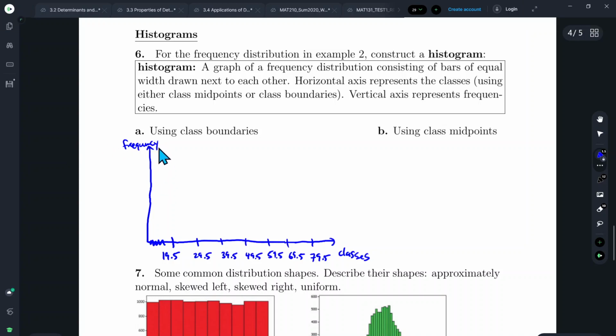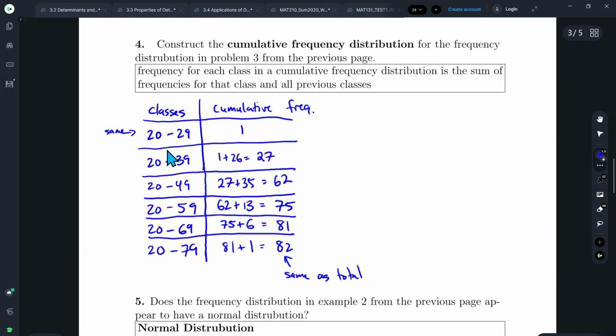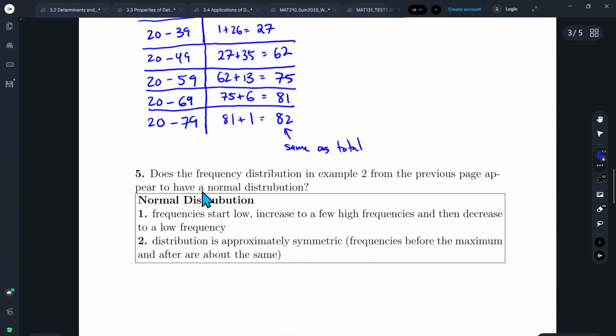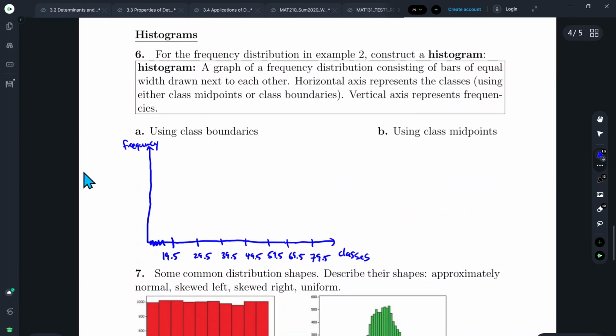The highest frequency that we got in example 3 was 35. So maybe the frequency should go up by 10s up to, say, 40.